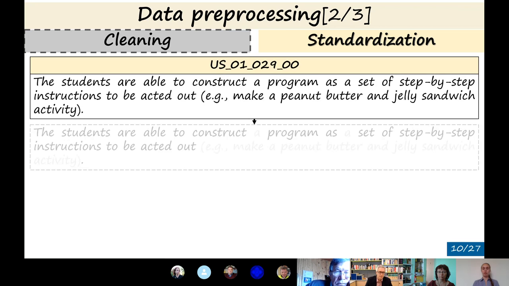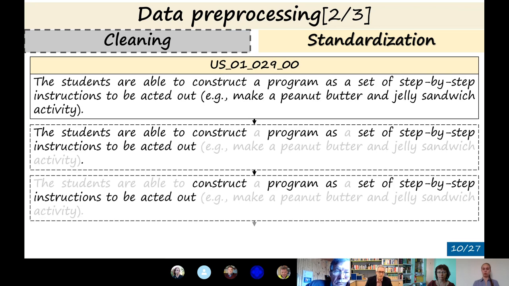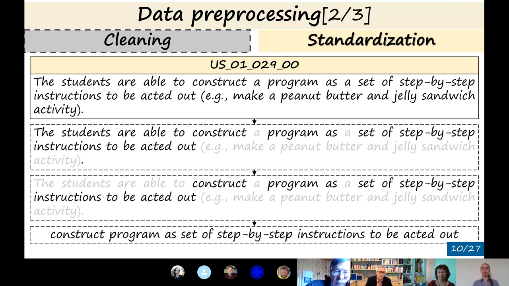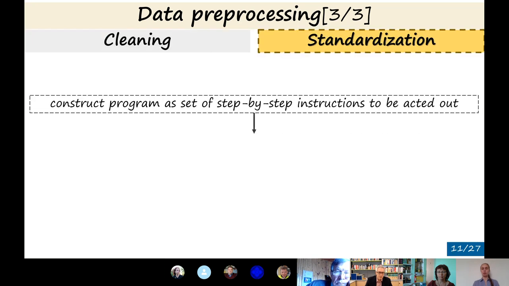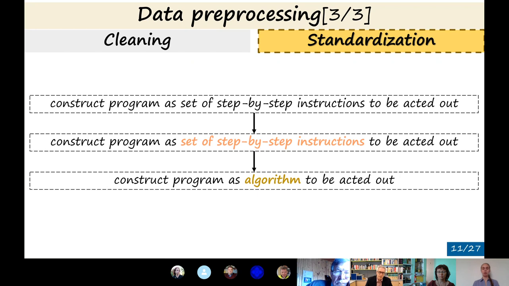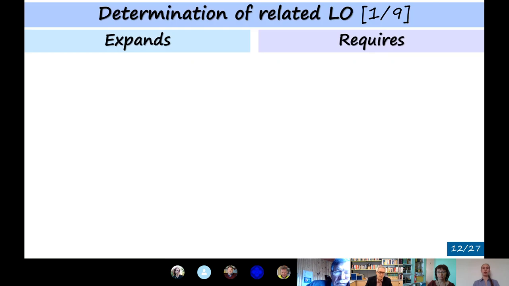Firstly, cleaning. We remove all the irrelevant information from the learning outcome, such as text in brackets, stop words, and the phrase "the students are able to" or equivalent, as every learning outcome starts with this phrase. The next step is standardization. At this step, we replace diverse synonyms with one main synonym. For our example, it is replacing the phrase "a set of step-by-step instructions" with "algorithm". Finally, we can start determining relations.